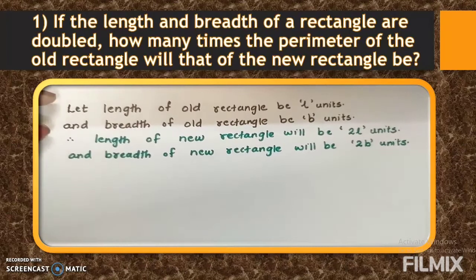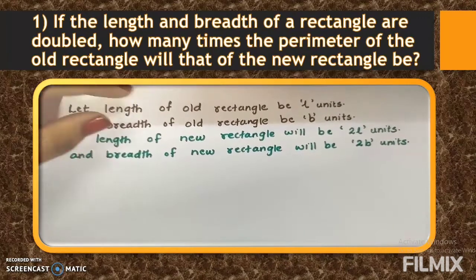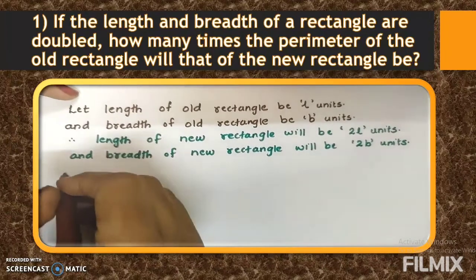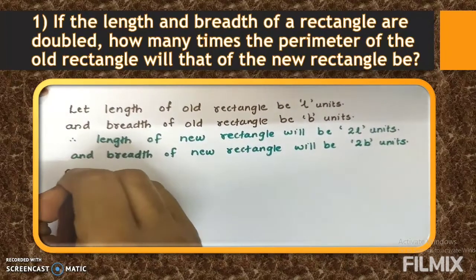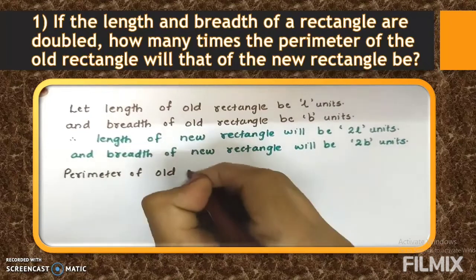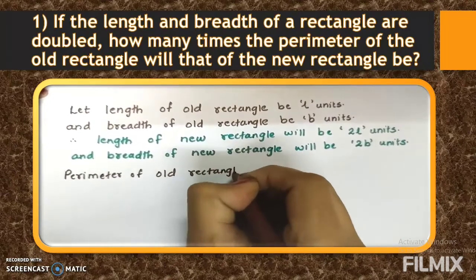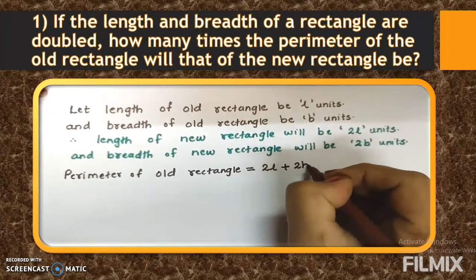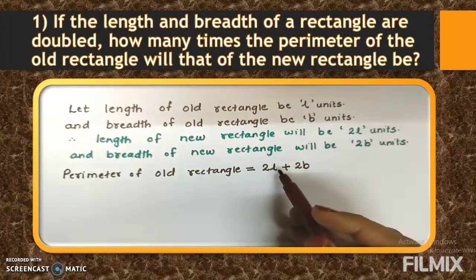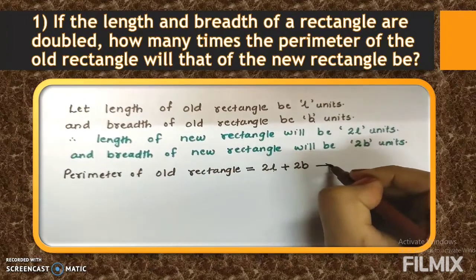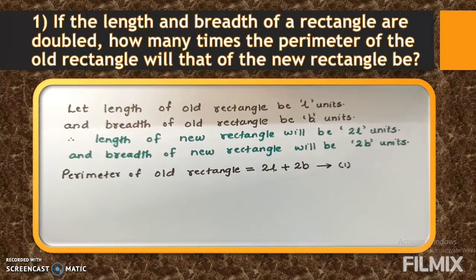We will compare the perimeter of old and new one. So for comparing, we should find out the perimeter of old rectangle, then perimeter of new rectangle. So now we will find out perimeter of first old rectangle. So we'll write here perimeter of old rectangle. Now just now we have seen the formula for perimeter of rectangle. What it is? 2 into length plus 2 into breadth. Now length we considered L only for old one, and for breadth we considered B only. So this we will give it as equation number 1.